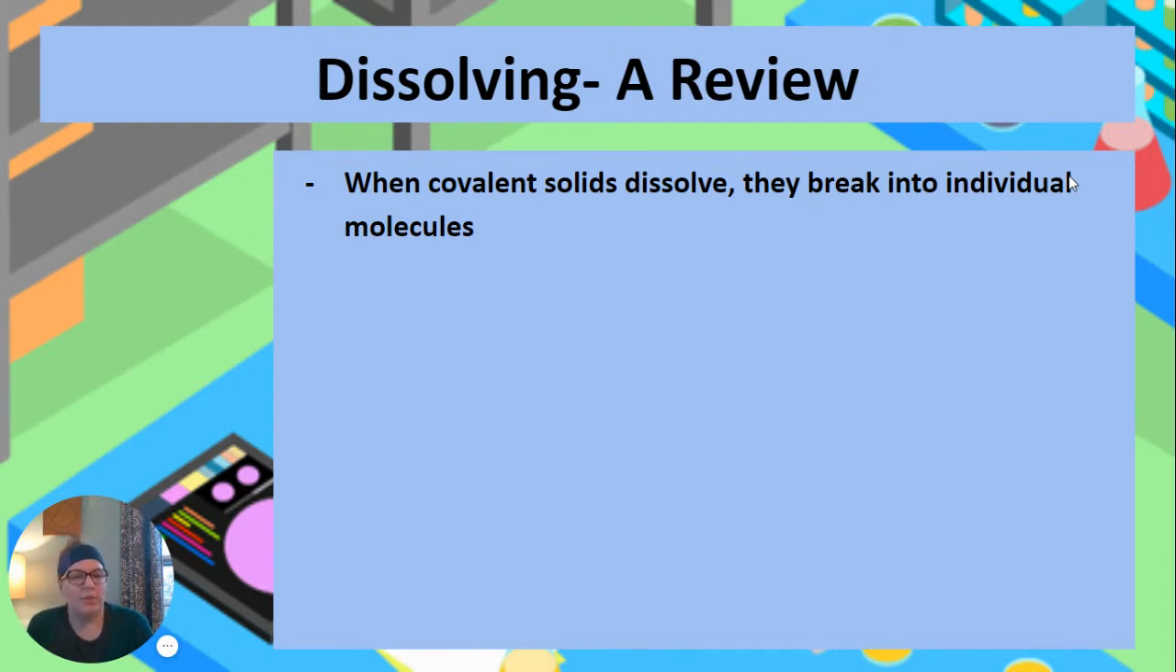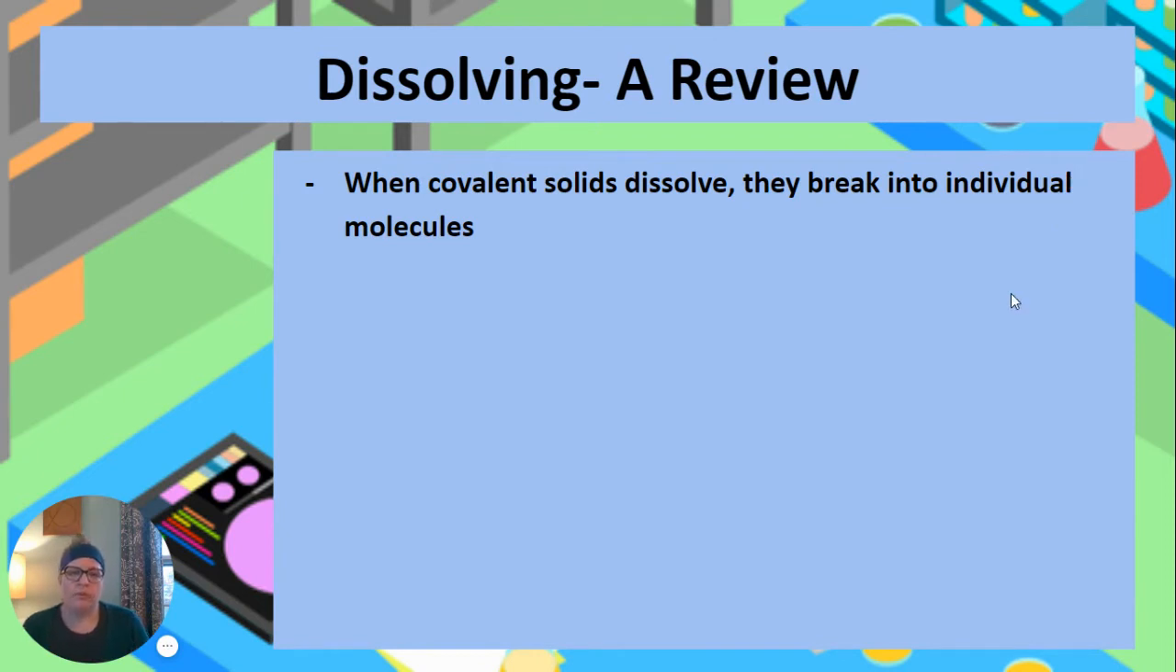So just as a little bit of a review, when a covalent solid dissolves in water, it's going to break up into its individual molecules. Now, a covalent solid is one that's made up of all nonmetals. Typically, we're going to see things like carbons and nitrogens and hydrogens and oxygens and sulfurs in those compounds, and no metals.